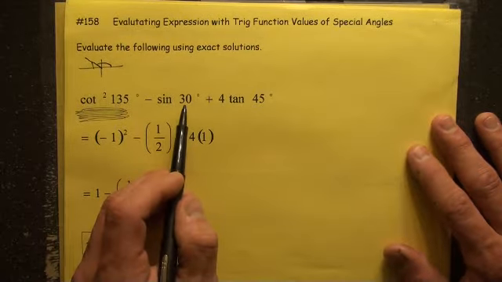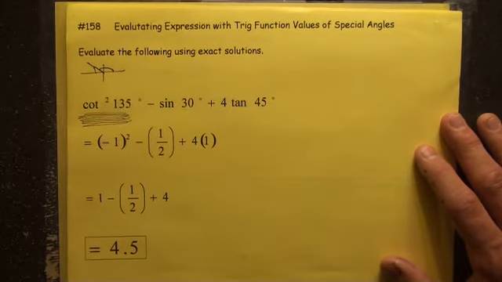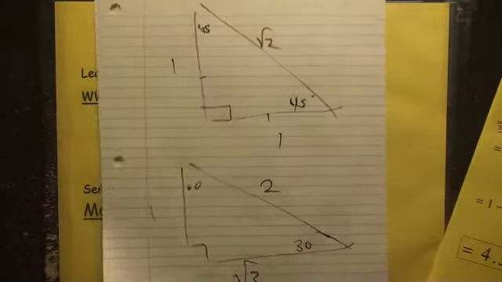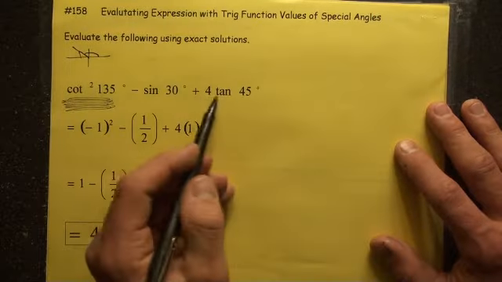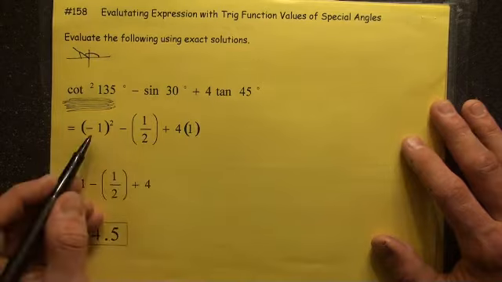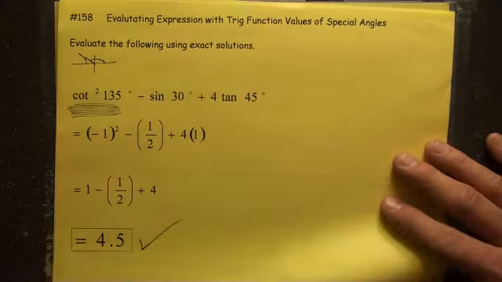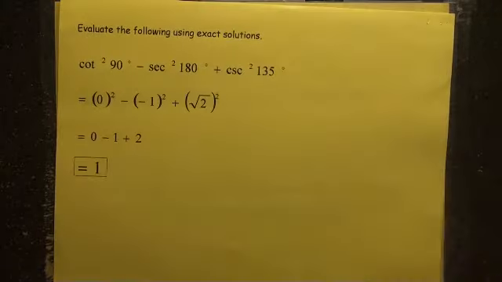Sine 30 will be 1/2. That's pretty straightforward. That's from the 30/60 right triangle. And 4 times tangent 45. Tangent 45 is definitely 1, so 4 times 1. So you end up with -1 squared is 1 minus half plus 4, 4.5. It's that simple. All right.